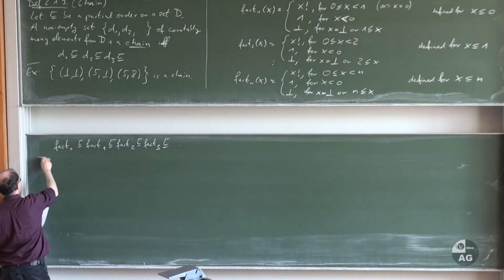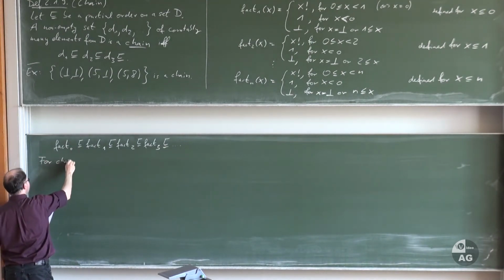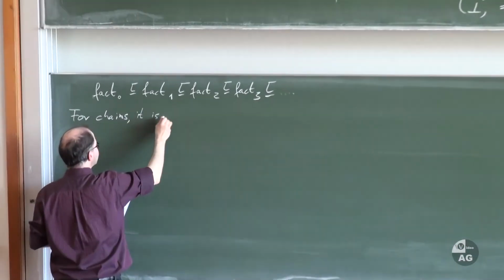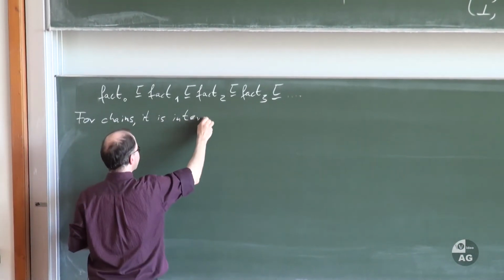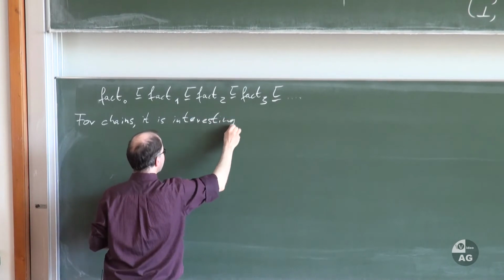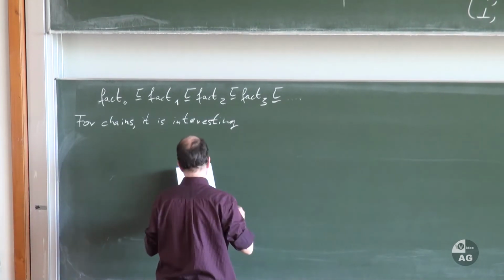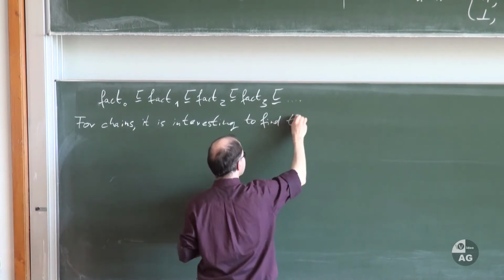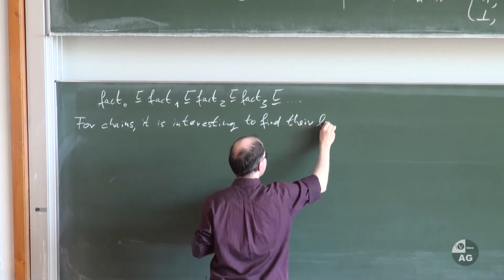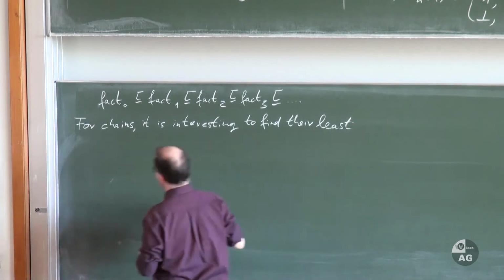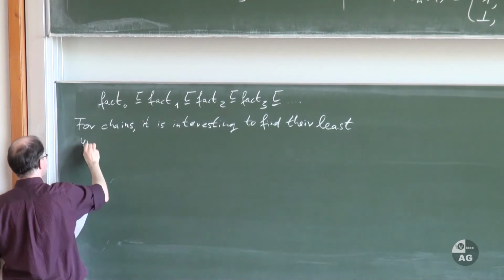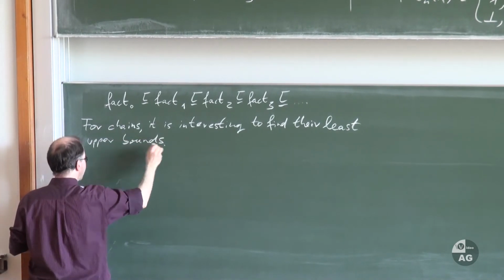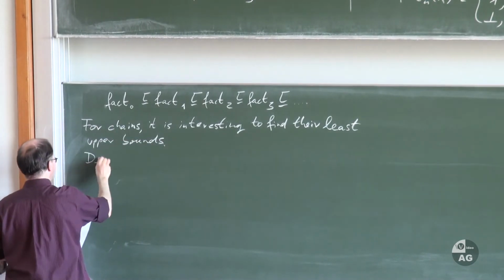So for chains, it is often interesting to find their least upper bounds. So what is a least upper bound? Let's define it.